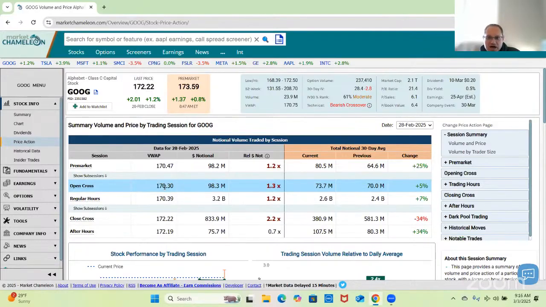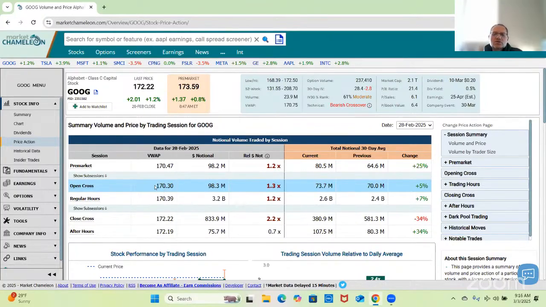Was the volume really high, indicating a lot of interest in the open? And what was the price impact? Because if the price impact was that the stock was much higher, then there's way more demand than supply, or much lower, there's way more demand to sell than to buy.